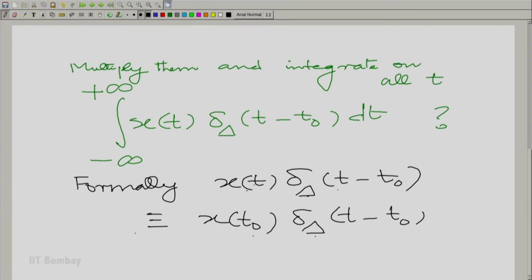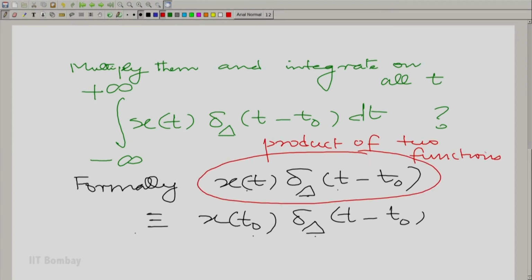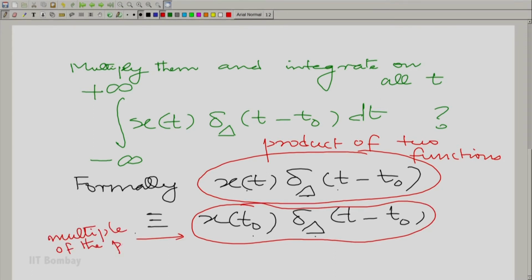Now you must appreciate what I am saying here. The two sides of the equation have a very different meaning. Here you have a product of two functions, and here you have a multiple of the pulse. So what we are saying is, in the region where the function is continuous, the product of x of t with that narrow pulse is just a multiple of that narrow pulse. And now when I integrate it with respect to all time, I simply get that factor by which it is multiplied coming out, because the pulse has unit area. Now you understand why we took unit area in the first place.